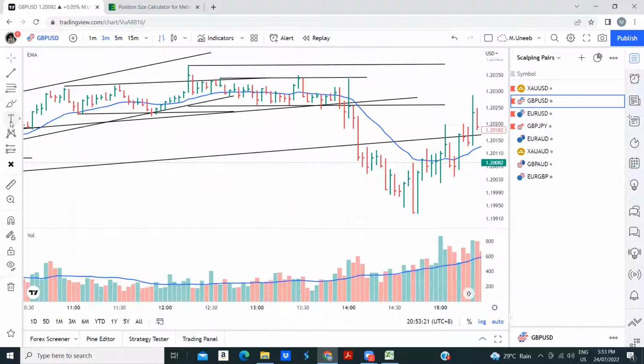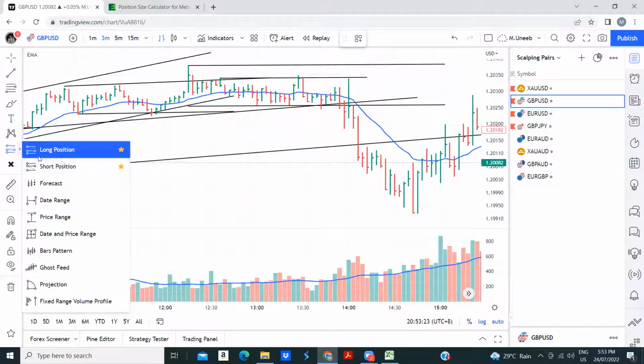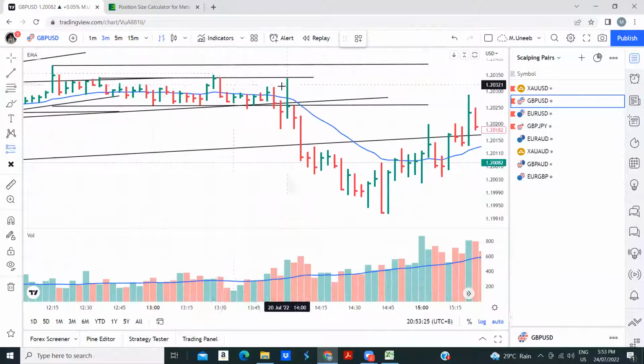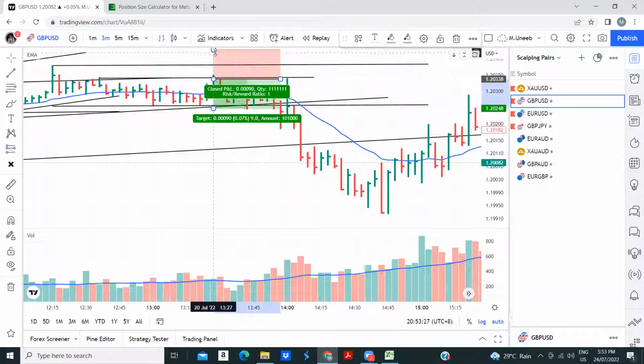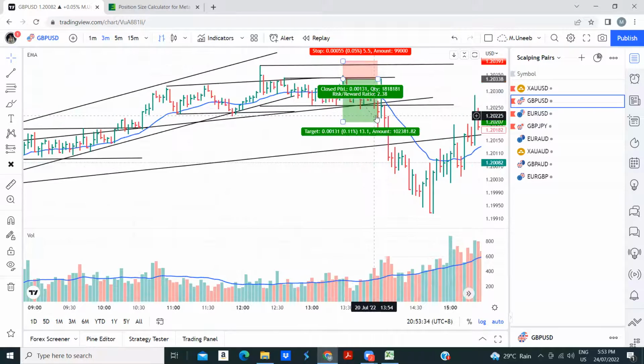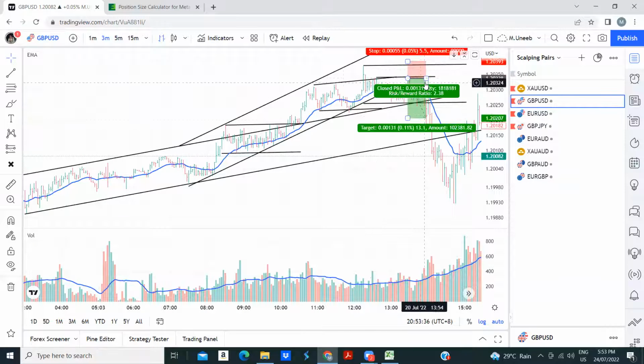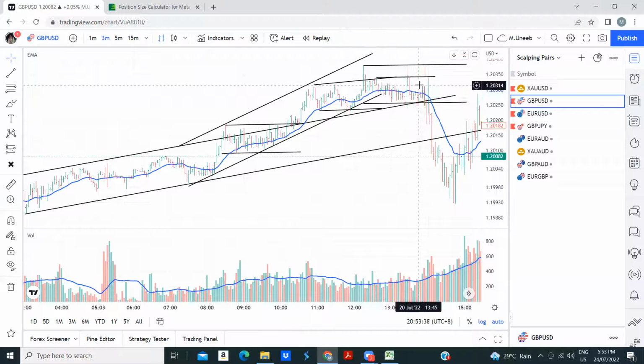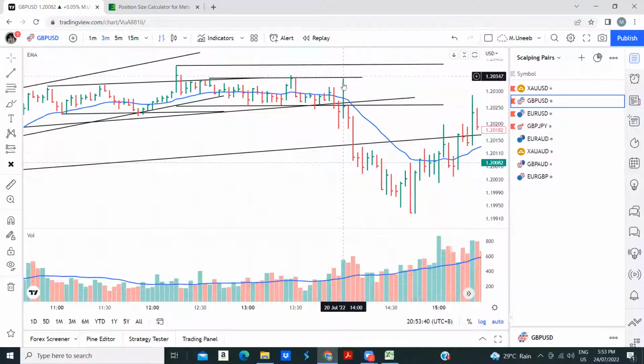Spring, upthrust, right? And this upthrust is what? Effort versus no result. Am I right? Now we can take this trade. Make sense? Yes. And now the price broke through it. You see, the price broke through it. Sorry, the price breaks through it.